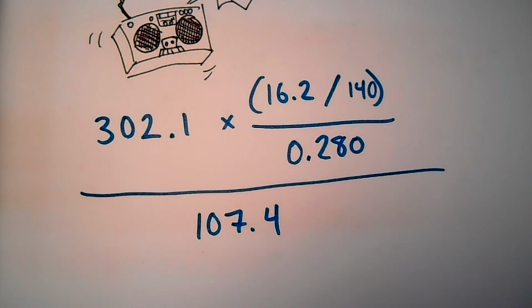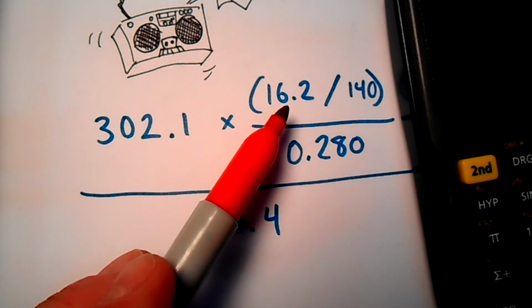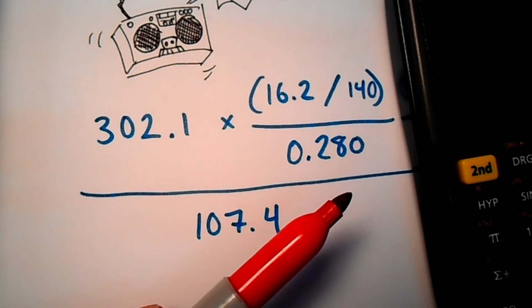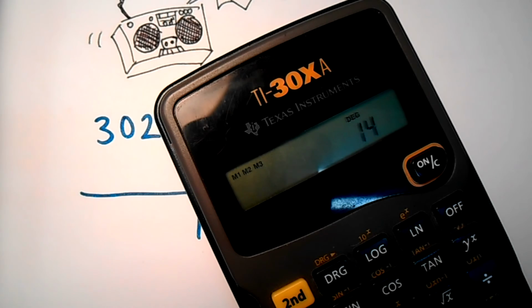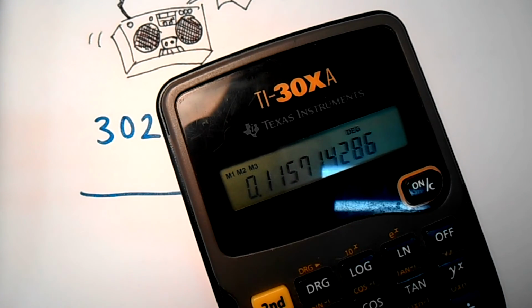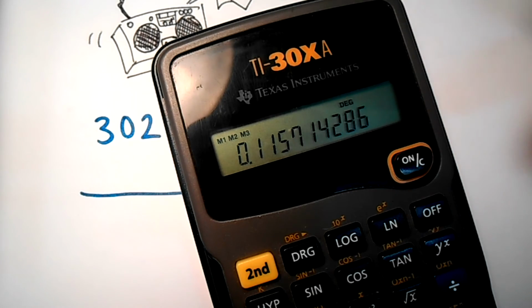Okay, so again, since this is all multiplication and division, no in-between rounding. We're going to keep things raw. So let's start with this little interior part here: 16.2 divided by 140. I'm going to keep these numbers raw. Now, do I really need to write down all of that? No, probably not.